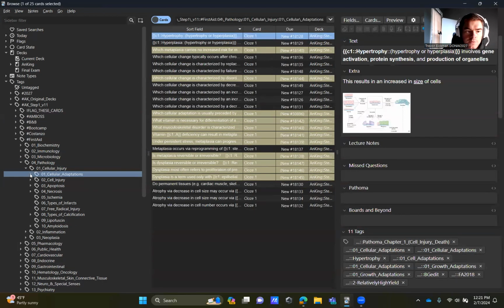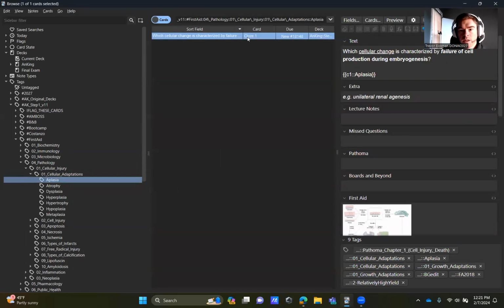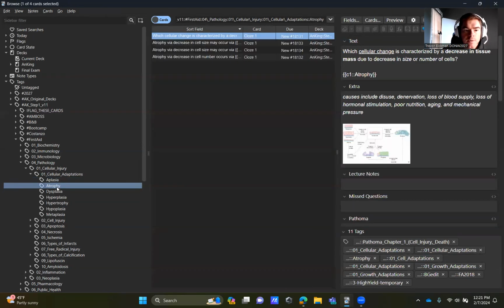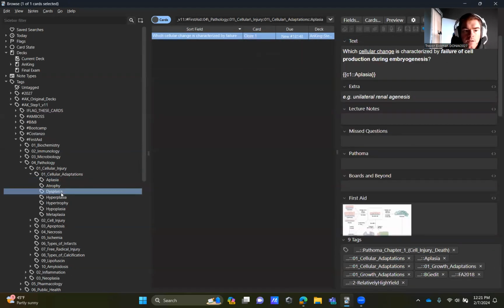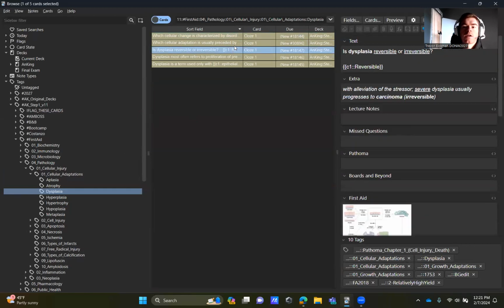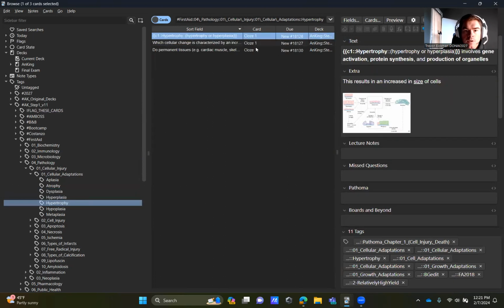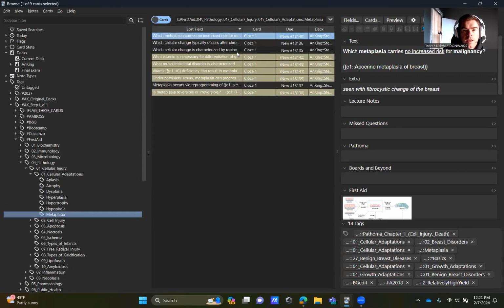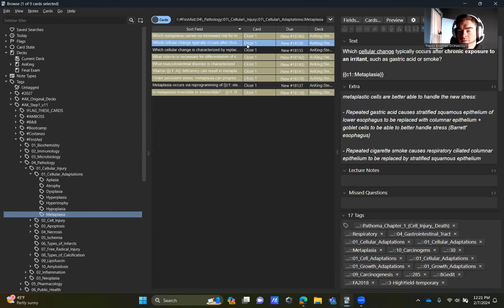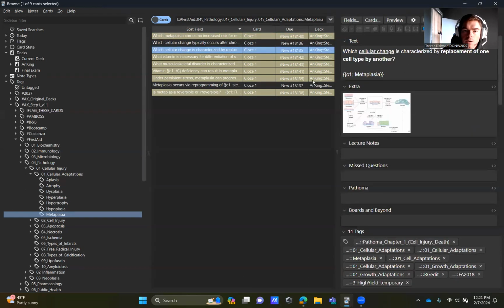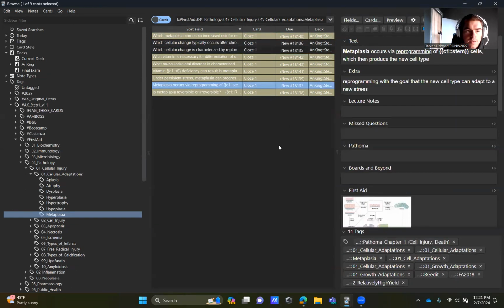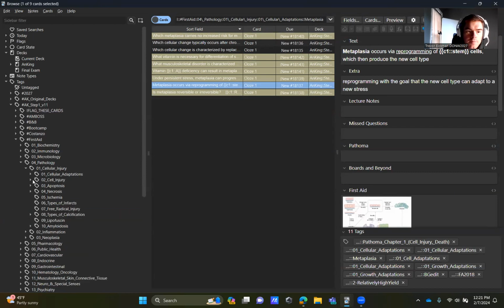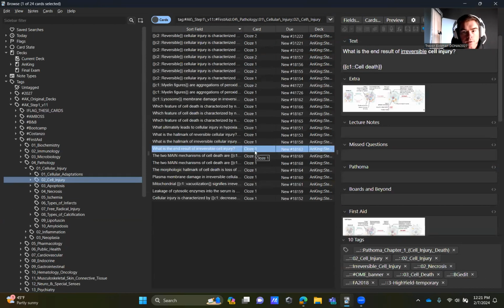So you can jump into the first one, cellular adaptations and aplasia. You want to get aplasia, just a single card there. All of the atrophy ones. Dysplasia, none of them. We didn't really talk about dysplasia today, so I wouldn't worry about it. Hyperplasia, all of them. Hypertrophy, all of them. Hypoplasia, get that one. And then metaplasia, there were just a couple of them that I thought were good. So the second and the third, and then the second to last card here. And that is it for cellular adaptations. And then cellular injury, activate all of them.